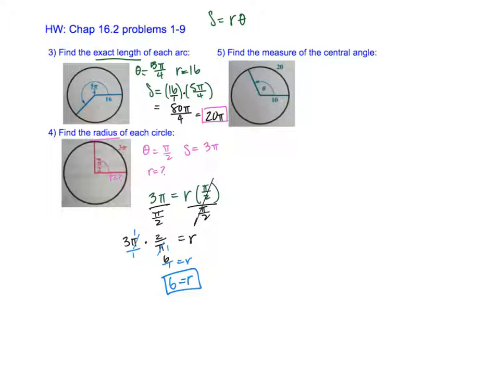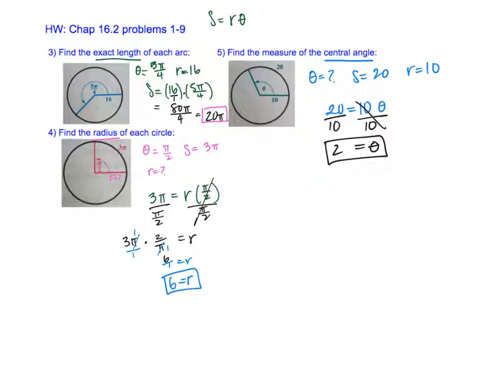Last one here, we're looking for the measure of the central angle. This time we're looking for the angle, but we have the arc length, which is 20, and our radius is 10. I'm going to plug these two values into the formula, so that's 20 equals 10 times theta, because I don't know what theta is. This problem is probably a lot easier. All I have to do is divide both sides by 10 to cancel that out. So theta is 20 divided by 10, which is 2. Keep in mind that this angle is in radians, so it doesn't mean 2 degrees. It's 2 radians.